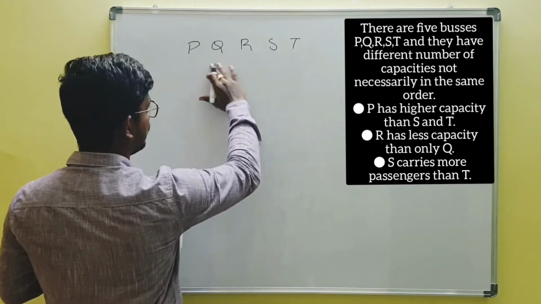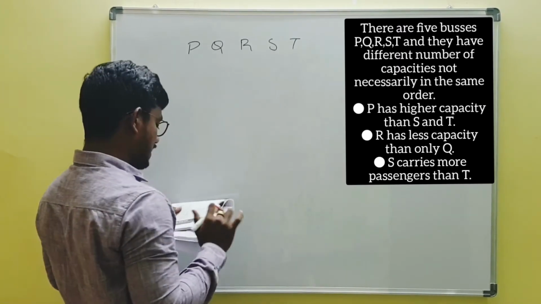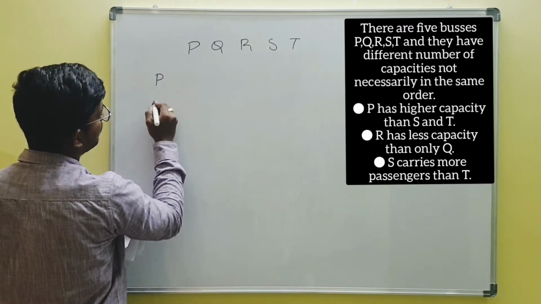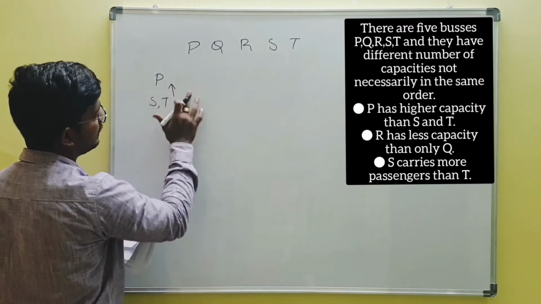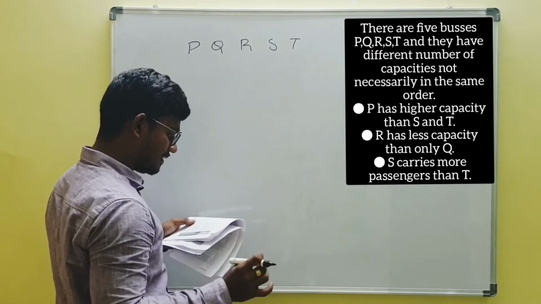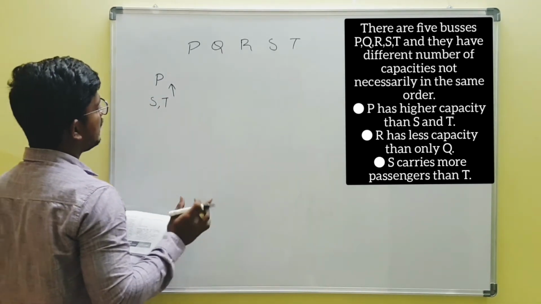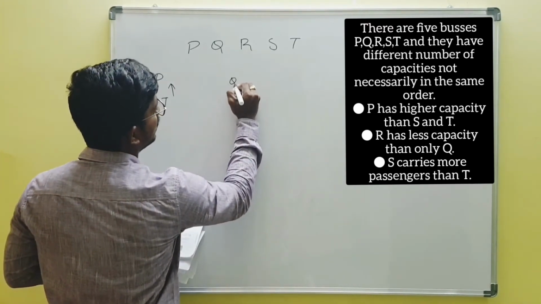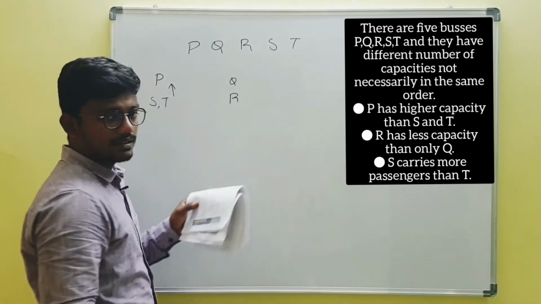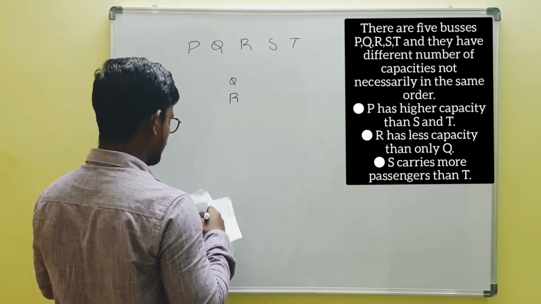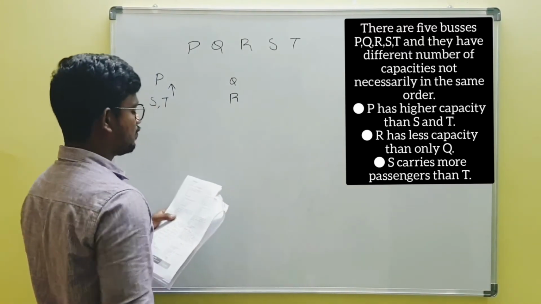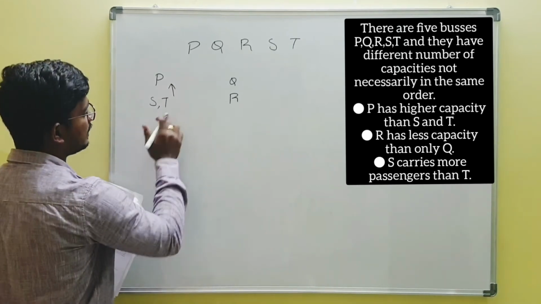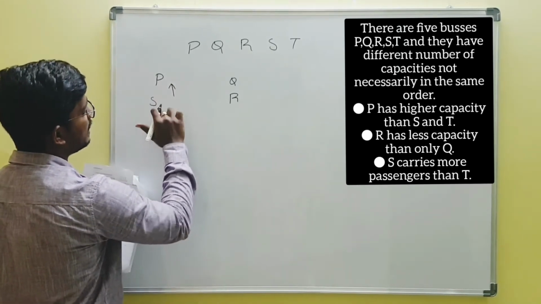They are not necessarily in the same order. P has higher capacity than S and T. I am indicating in the forward direction. R has less capacity than only Q, which states that R has lesser capacity than only Q. It means Q has the highest capacity and R is the second highest. And it is given that S carries more passengers than T. Here P has more capacity than S and T, and in the last it is given that S has more capacity than T.